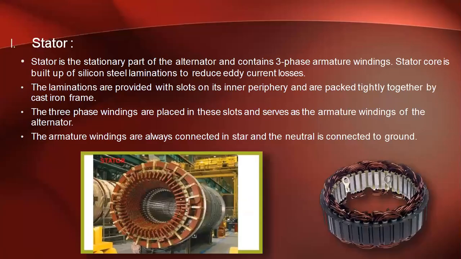Now coming to the stator, I have already told you the stator is a stationary part of an alternator, and it contains three-phase armature winding. I have already told you this is the outer part of the machine. That means the rotor will be inside, and outside the stator contains poles, and the three-phase armature winding is wound on the stator, and this stator is made of laminations. Okay, and three-phase windings are placed in these slots.